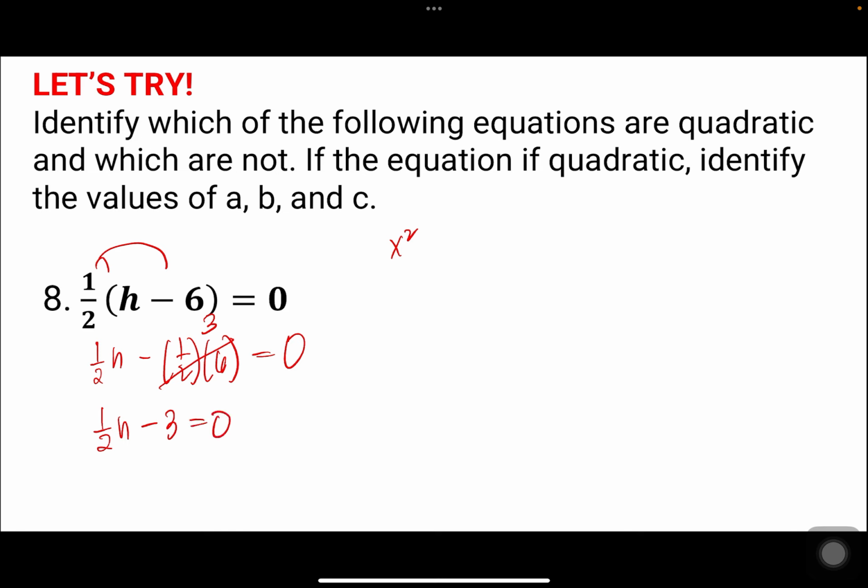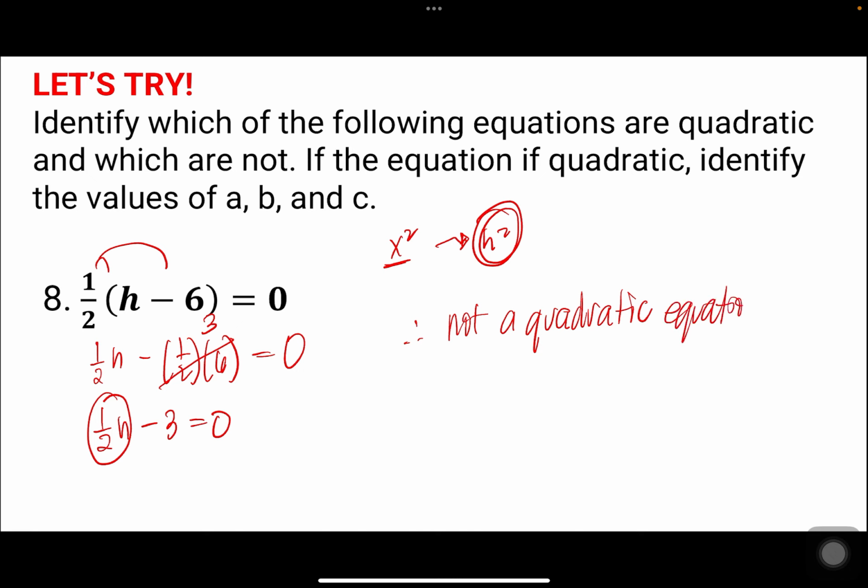Tanong, hindi x ang gamit, no? Try natin ay h squared. May h squared ba dyan? Wala po. Therefore, this is not a quadratic equation. Wala naman po siyang naka-squared.